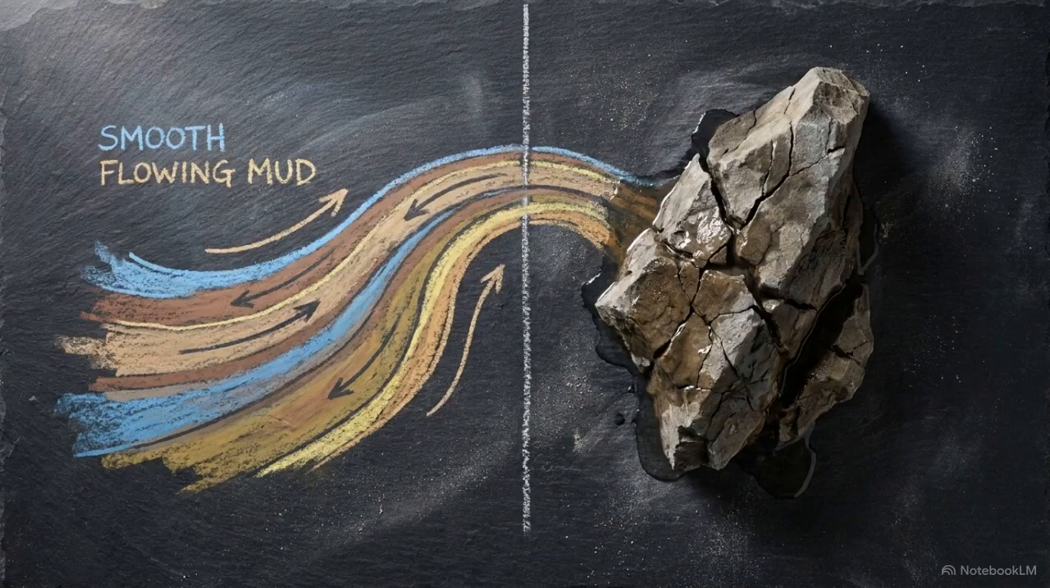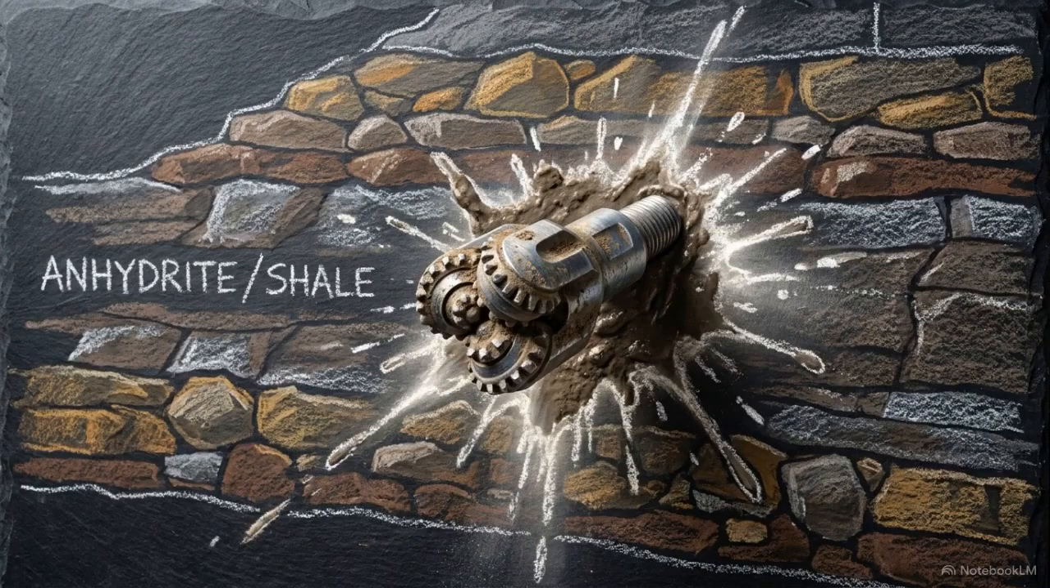While deflocculation manages surface solids, this highly dispersed state leaves the fluid defenseless against the chemically reactive formations found in the intermediate interval. As the bit reaches intermediate depths containing anhydrite or water-sensitive shales, the fluid is converted to a calcium-treated system to inhibit shale hydration.